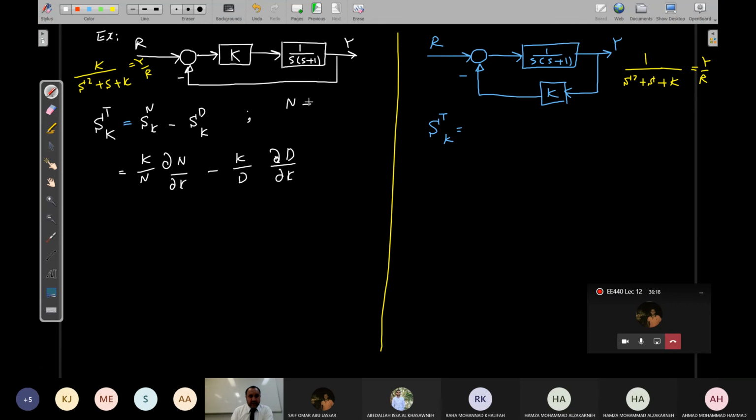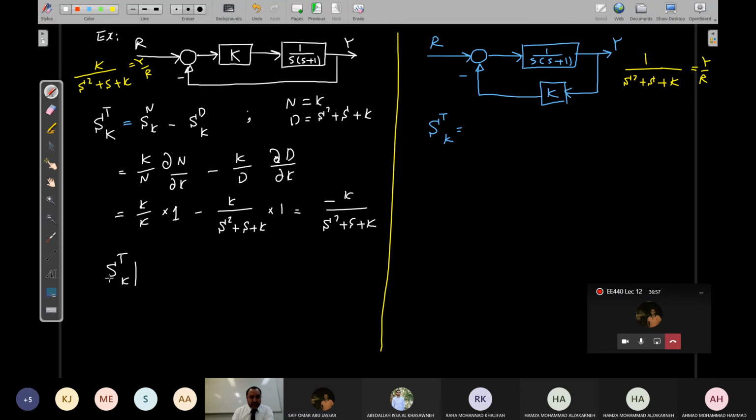So here I'm having N is equal to K and D is equal S square plus S plus K. So this will be K over K multiply by 1 minus K over D, which is S square plus S plus K. Partial D with respect to partial K is 1. So this will equal minus K over S square plus S plus K. Yes or no? Yeah. So as absolute value, this will equal K over S square plus S plus K as absolute value, correct? Yeah. Now, who will help me with the second one, this example here?